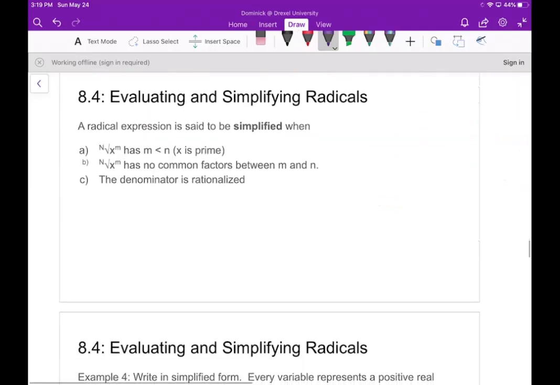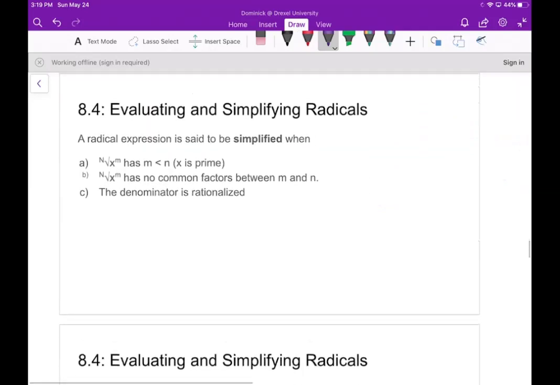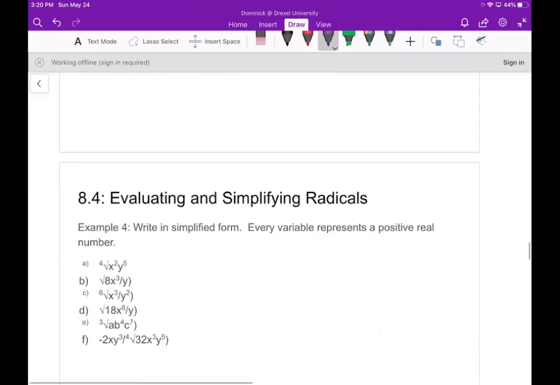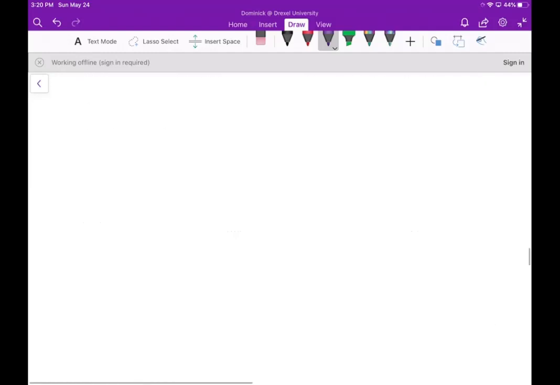Okay, so finally to finish up here, we can say that a radical expression is fully simplified when the inside power is less than the type of root that you're taking for all of your different variables. Of course, your m and n have no common factors. And of course, the last thing that we discussed is that your denominator is rationalized. All right, so let's simplify a couple of these, and I think that's the end.